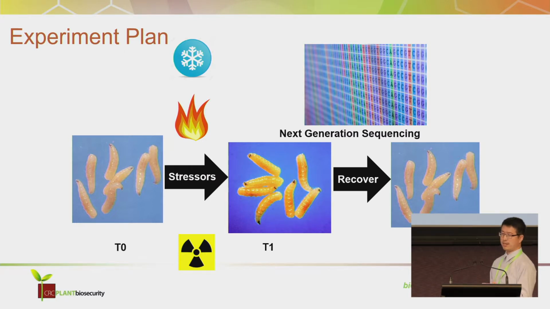Then we extract their RNA samples from these 3 time points and do the next generation sequencing. So we compare their sequencing results to know what kind of genes are upregulated, what kind of genes are downregulated, to help us find the molecular pathway and target genes.